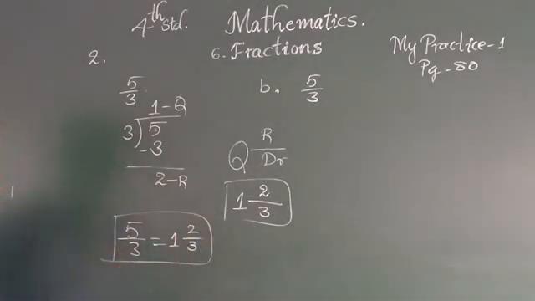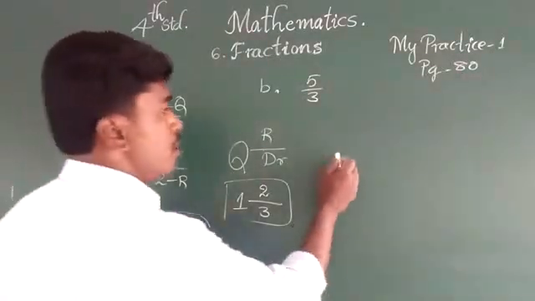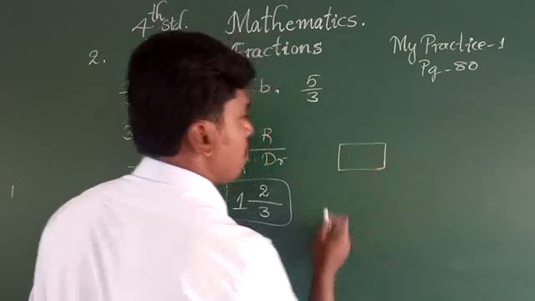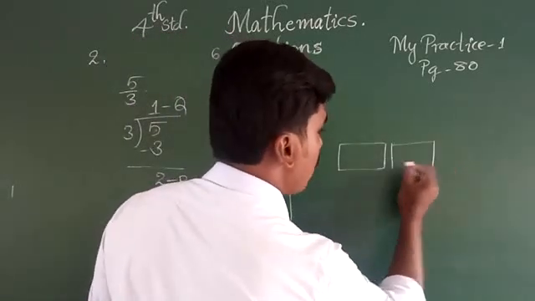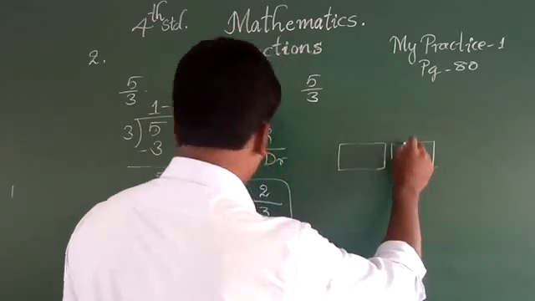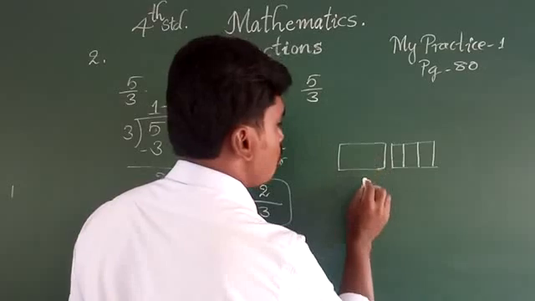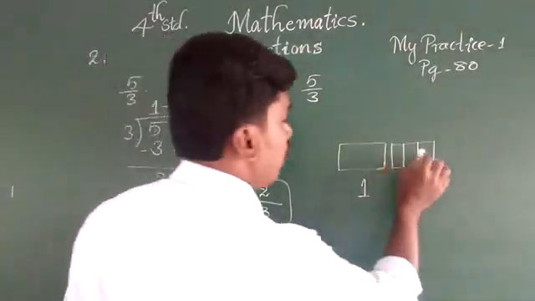So dear children, this has to be shown using a diagram. Observe this. This is one complete part, and again the same length and width it should have. It is making 3 equal parts. 1, 2. So this is 1. So 2 by 3. Total 3 parts.